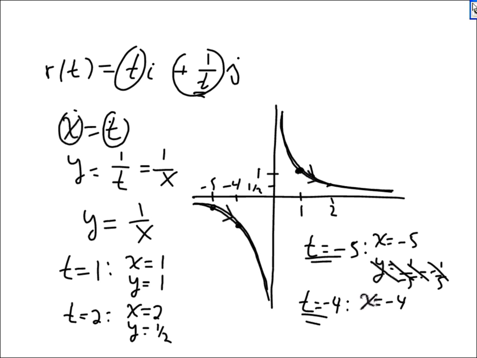Okay, so there's your graph with the orientation. We don't need to do the y, so that was a mistake on my part. As t got bigger, the x's got bigger. So put the arrow that goes from 1 to 2. That is in this direction, not in that direction.